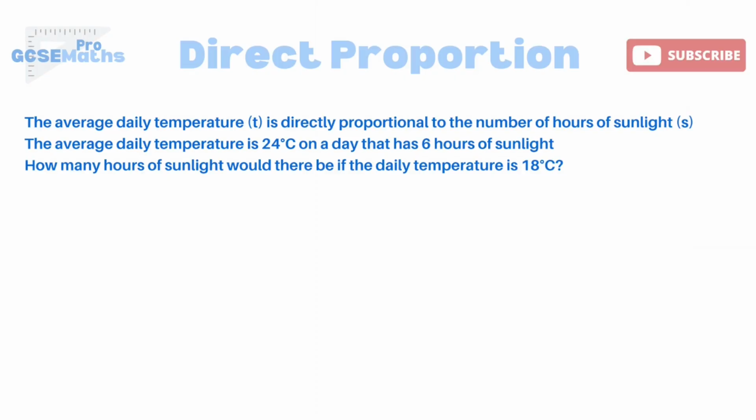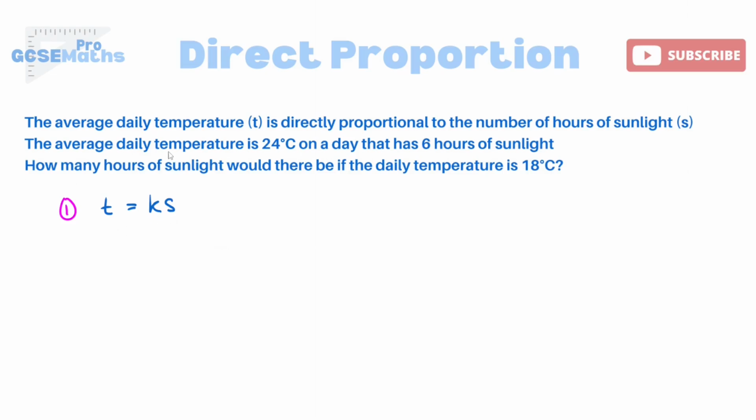So this is our final question, and it is very similar to the previous one, just in the fact that it's also a worded scenario. So the average daily temperature, T, is directly proportional to the number of hours of sunlight, S. So step 1, let's translate that into our equation. The temperature is, so put equals wherever you see the word is, K times by the number of hours of sunlight, Ks. So T is equal to Ks.